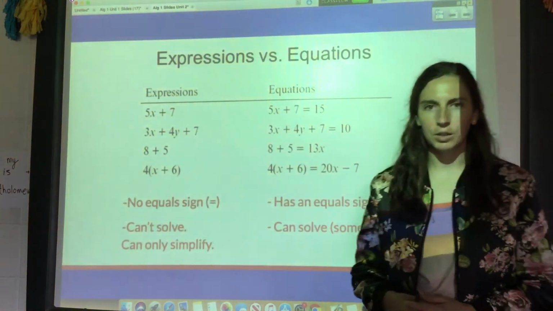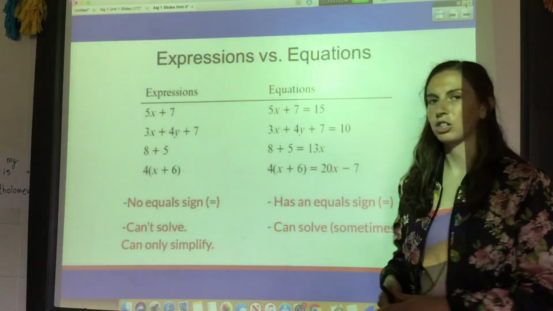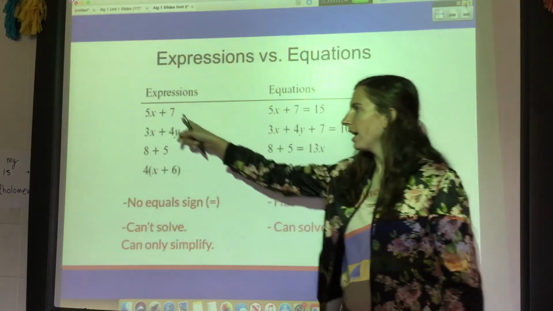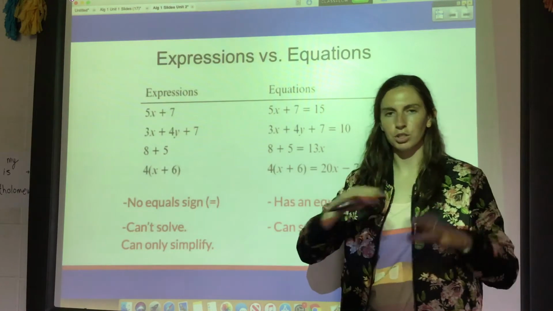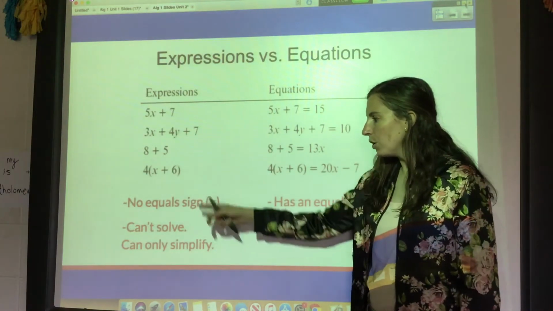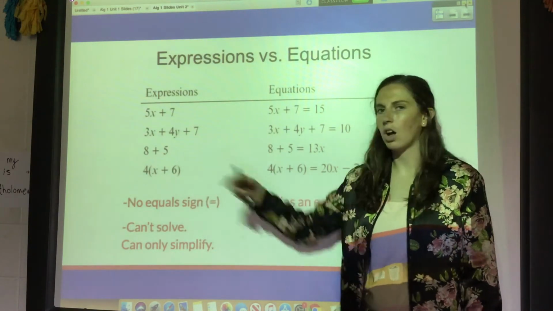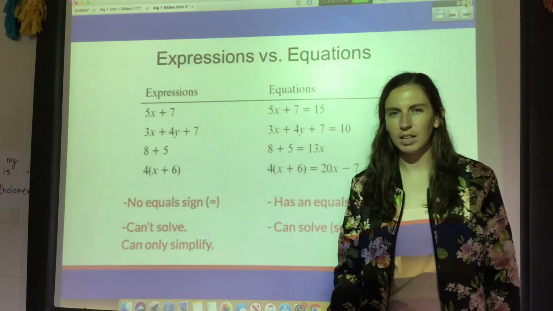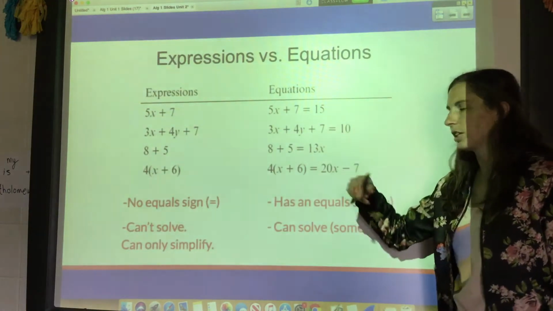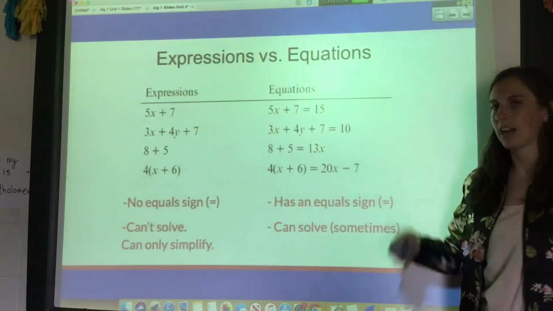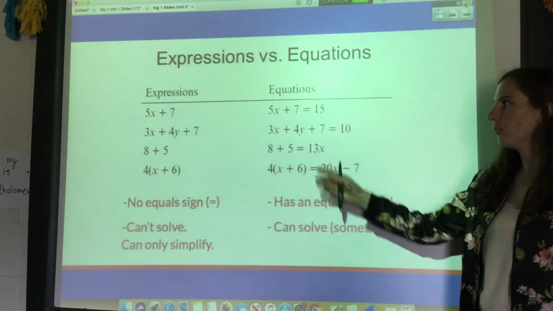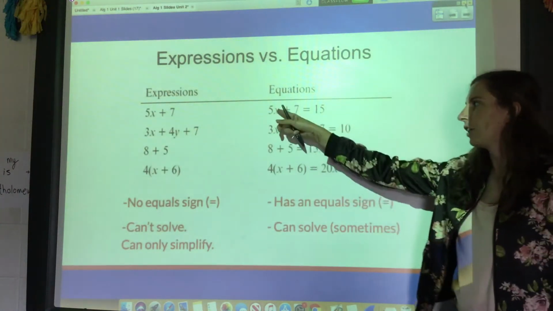So in the last unit, what we mostly talked about were expressions. And you can simplify expressions, so you can combine like terms or distribute things, but there's no equal sign, and so you can't solve an expression. What we're going to be talking about now are equations, which have an equal sign, and with an equation, you can often solve them by finding x.